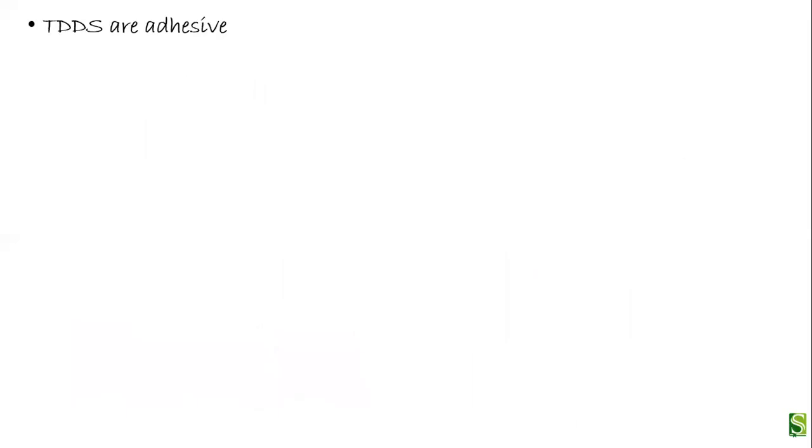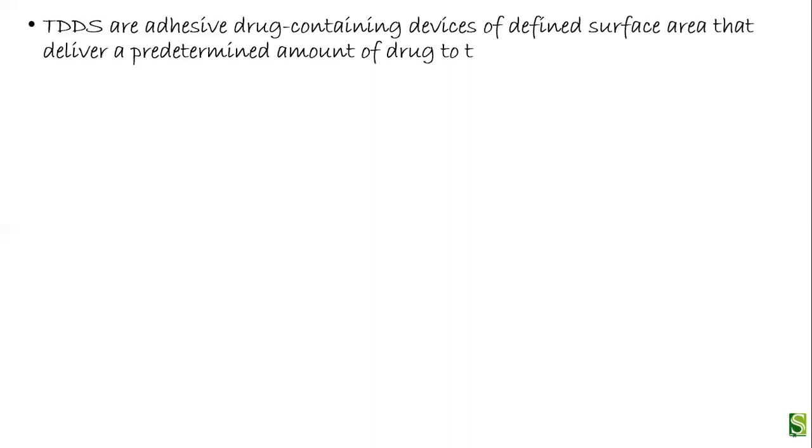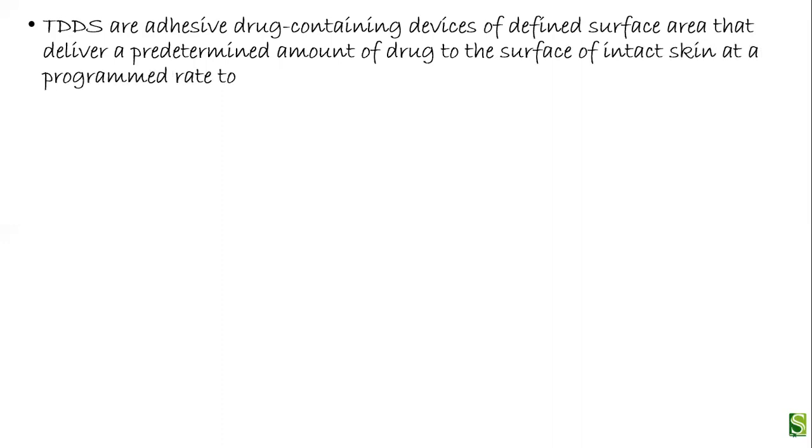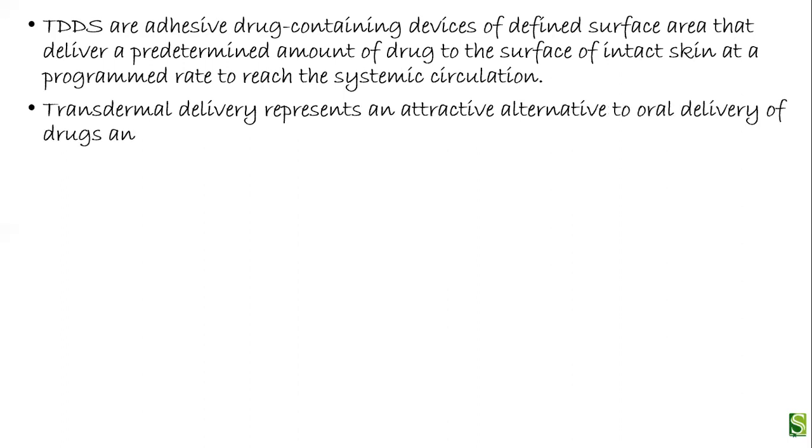So we can say transdermal delivery systems are adhesive drug containing devices. They are of defined surface area, and they deliver a predetermined amount of drug to the surface of the intact skin at a programmed rate, so that the drug will move into the systemic circulation. So we say that transdermal drug delivery system basically has got a systemic effect.